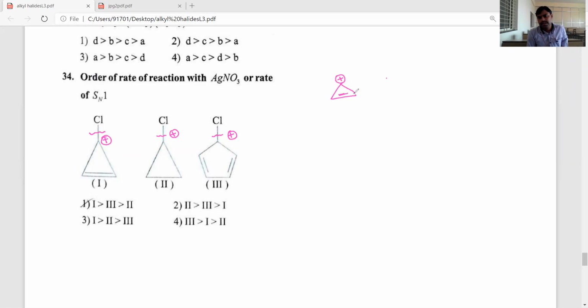Okay. So cyclopropenyl carbocation means it contains 2 pi electrons. It is aromatic. Aromatic means 4n plus 2 pi electrons, where n is equal to 0, then 2 pi electrons present; n is equal to 1, 6 pi electrons; n is equal to 2, 10 pi electrons. So here n is equal to 0, then 2 pi electrons, it is aromatic.